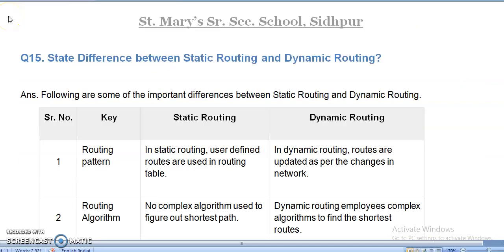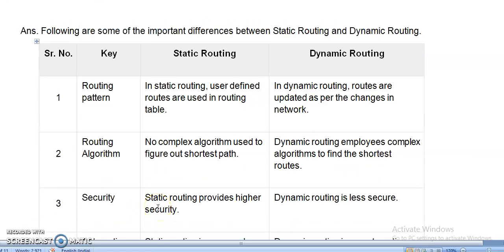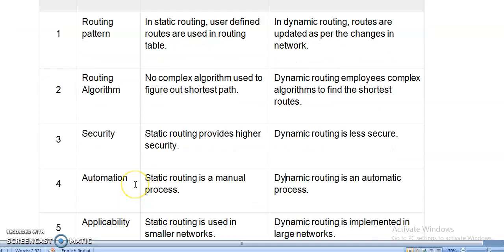Further, I have made a differentiation table between static routing and dynamic routing, and there are different keys over which we can differentiate these two types of routing. Let us study the first key, which is the routing pattern. As mentioned, static routing is user defined, and dynamic routing changes according to the network, so routing takes place automatically. Second is the routing algorithm. No complex algorithm is used in static routing because it follows a simple protocol, whereas dynamic routing employs a complex algorithm to find the shortest route for data transfer.